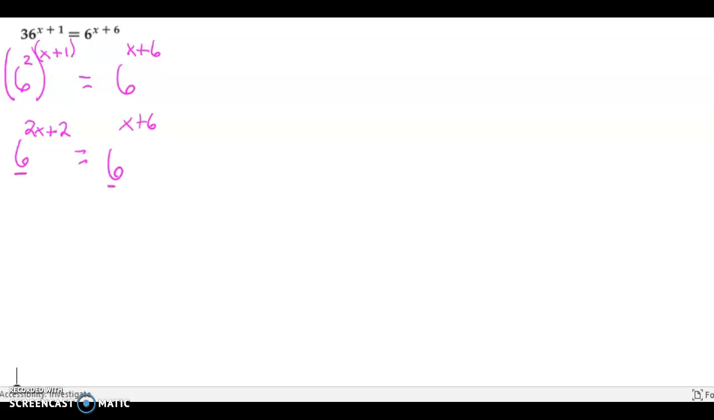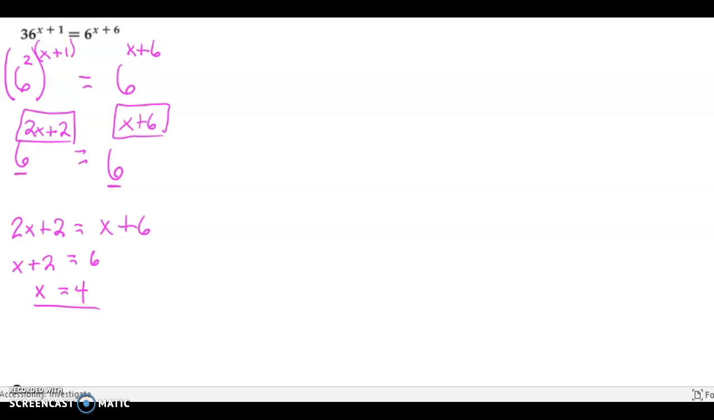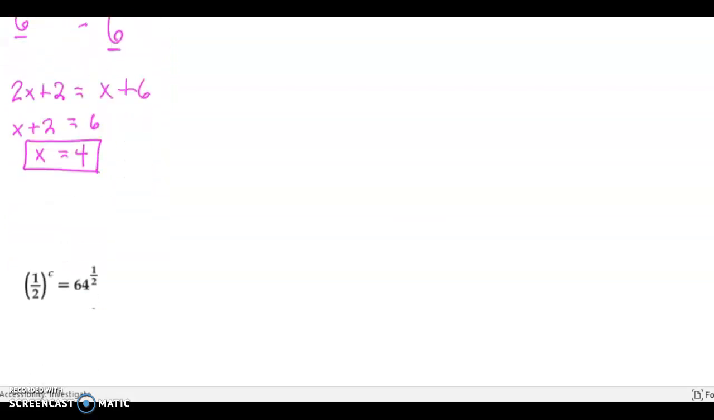Now, when my bases are equal, my powers have to be equal. So this is called the one-to-one property. I know that 2x plus 2 has to equal x plus 6. So now we just solve. If I subtract x from both sides, I get x plus 2 equals 6. If I subtract 2 from both sides, I get x equals 4. I could always check my work by plugging it into the original problem, and it should work, meaning the left side should equal the right side.